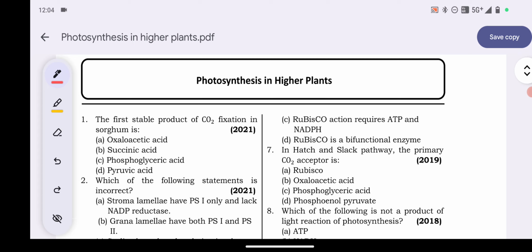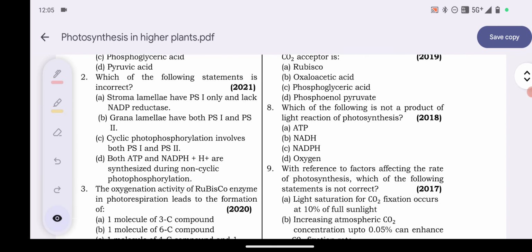The first double product of CO2 fixation in the sorghum is. We all know that sorghum is a C4 plant. So what is the first double product? Now here option A is your correct answer, oxaloacetic acid. The first double product of CO2 fixation in sorghum, that is a C4 plant, is oxaloacetic acid.